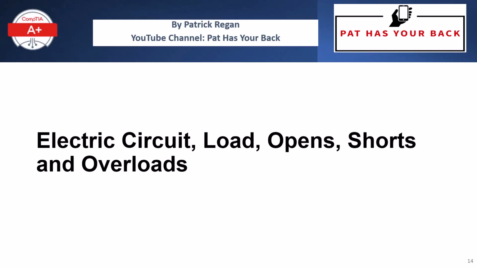Next, we discuss an electric circuit and load, explain how ground relates to electricity, and explain common electrical problems including opens, shorts, and overloads.